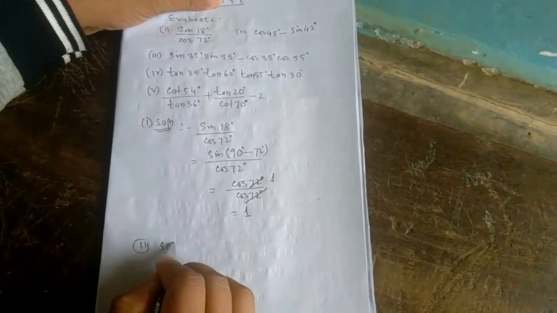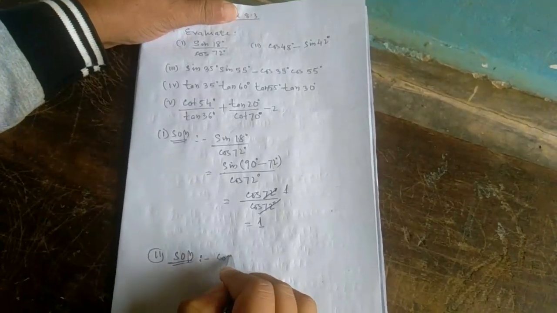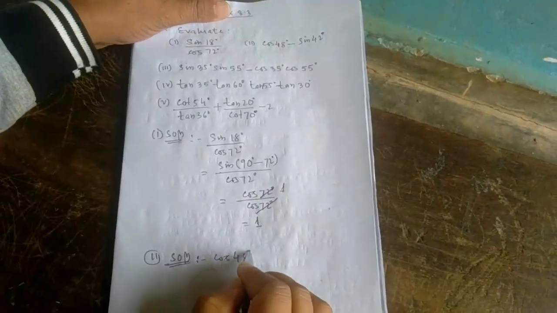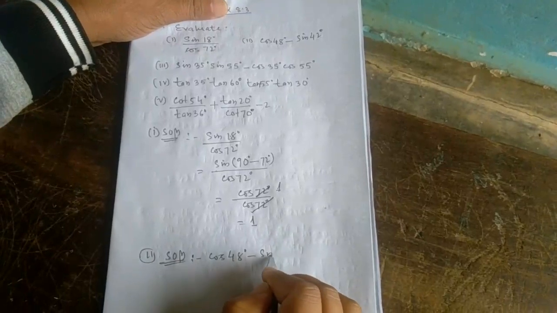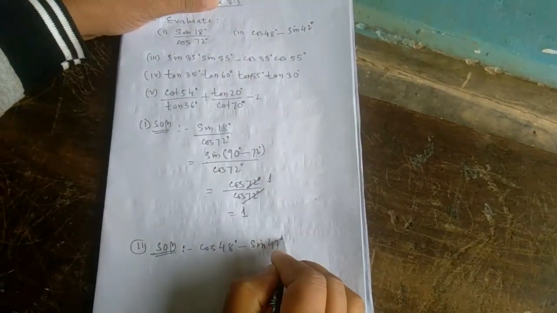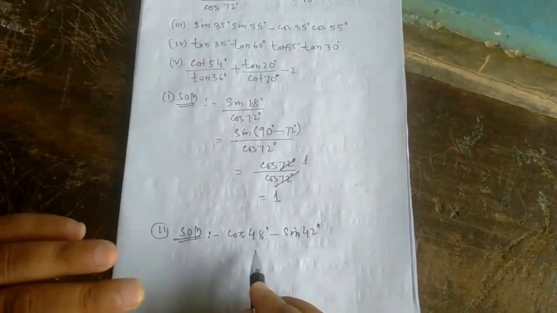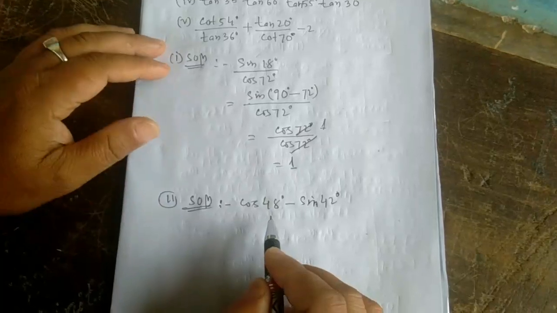Okay, same, no difference. Cos 48 degree minus sine 42 degree. Similarly, same as number 1.